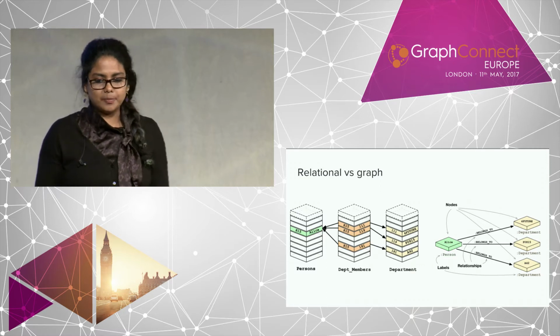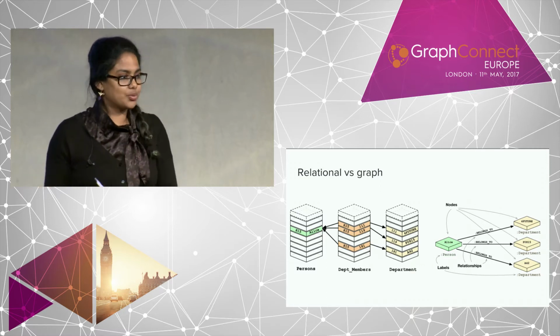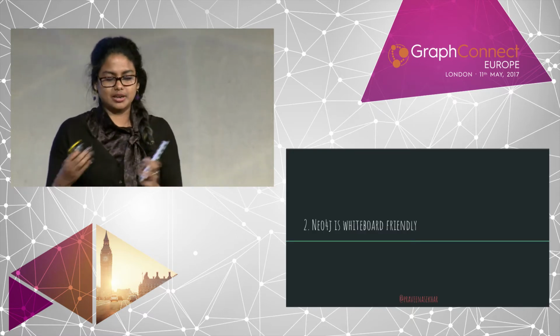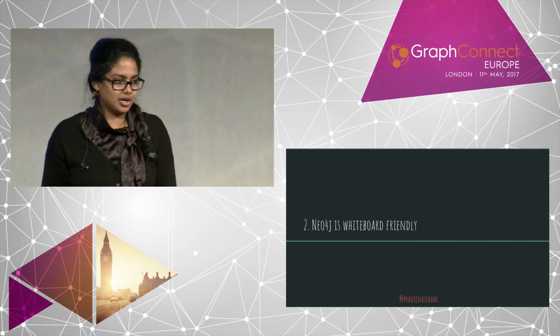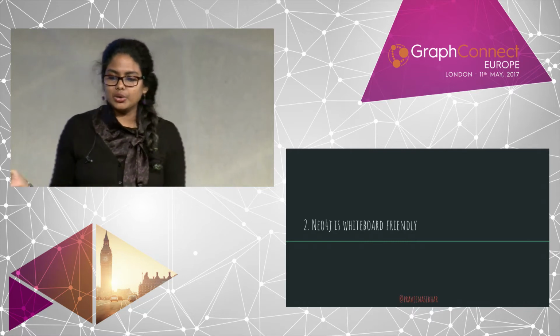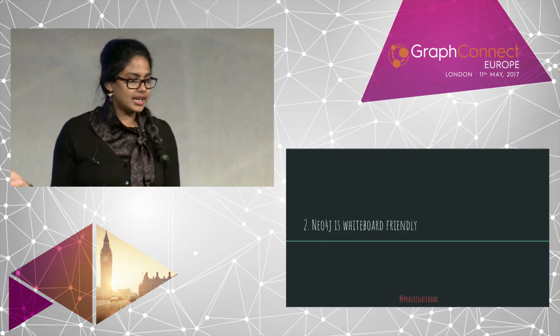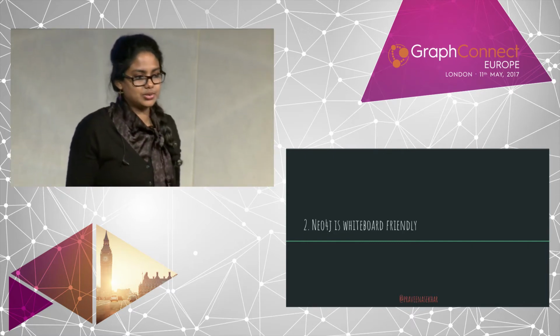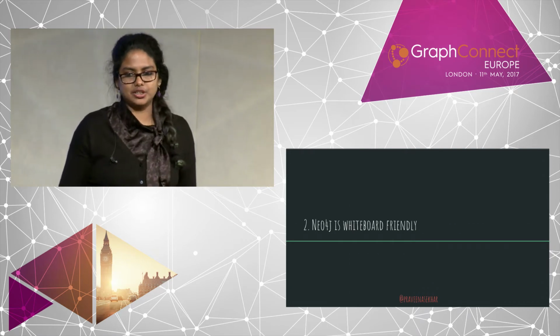So this is a much simpler way to express the same thing, which is that Alice belongs to these two departments. If you compare it side by side, if you're used to a relational database, you can see how easily it translates to a graph database like Neo4j.